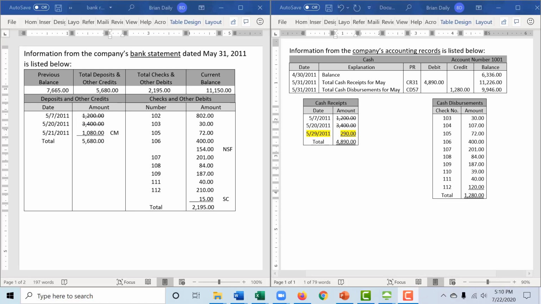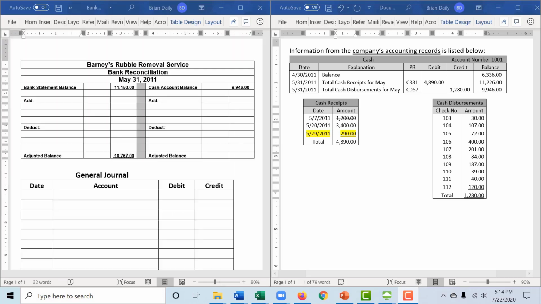However, the company's records show a deposit on May 29th of $290. This deposit does not appear on the bank statement. If you recall from earlier, a deposit the company has recorded in its records that does not appear in the bank statement is called a deposit in transit. That needs to go to our reconciliation form.